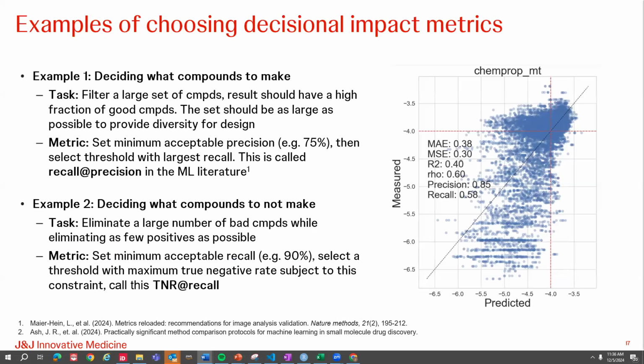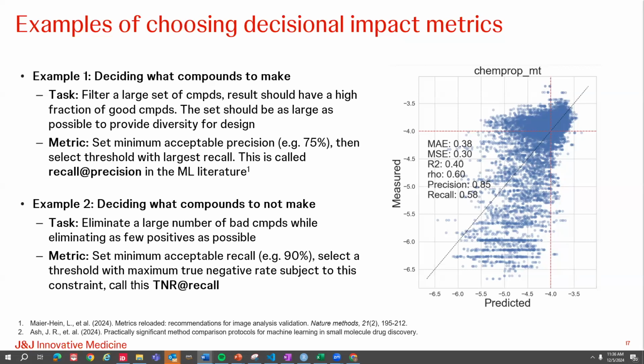And then because the decisional metrics are useful for determining practical significance, I wanted to provide a couple of additional examples. First, for property models, we're often using them to decide what compounds to make. And here the task is to filter a large set of compounds such that the result has a high fraction of good compounds. And the set should be as large as possible to provide diversity for design.